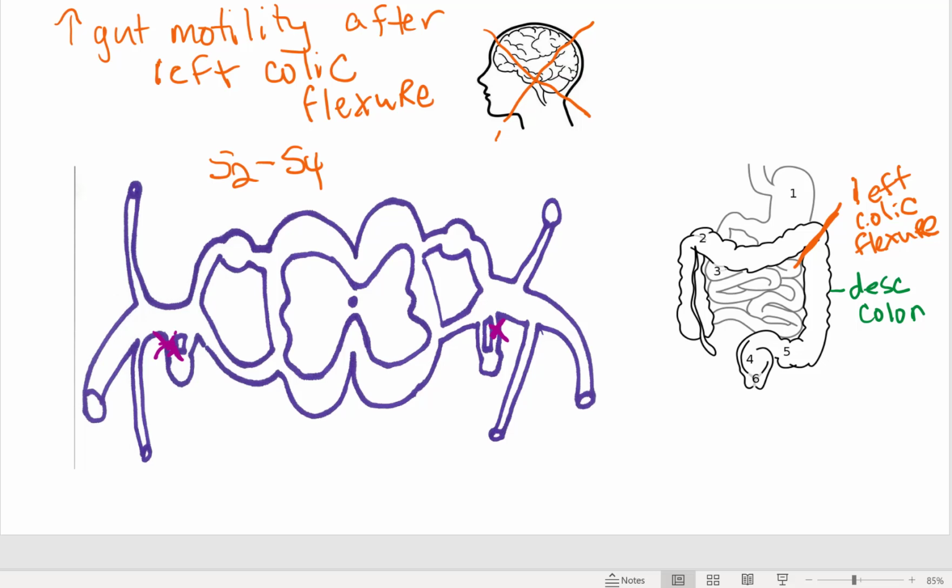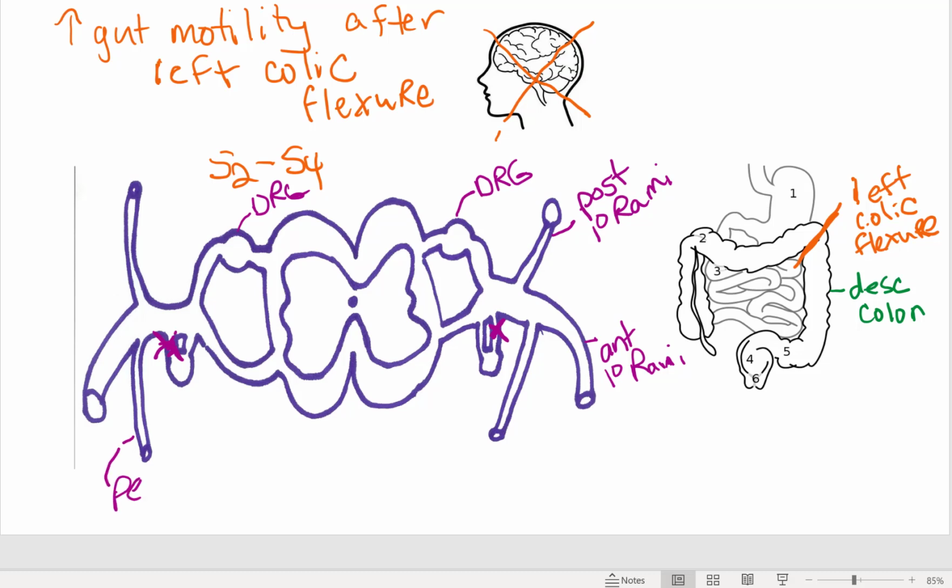Just to orient you, this structure here is the dorsal root ganglion. There's one on this side as well. This would be a posterior primary rami. And this is an anterior primary ramus. Of course, there is one on the left and right. This structure here that is found on both sides is called a pelvic splanchnic nerve.